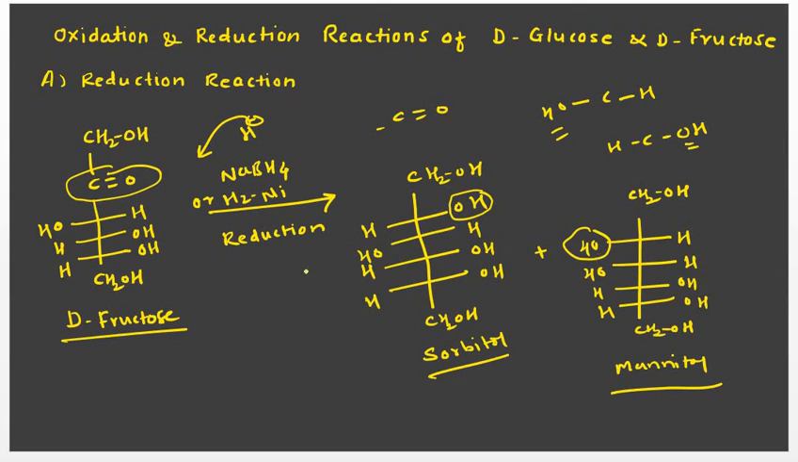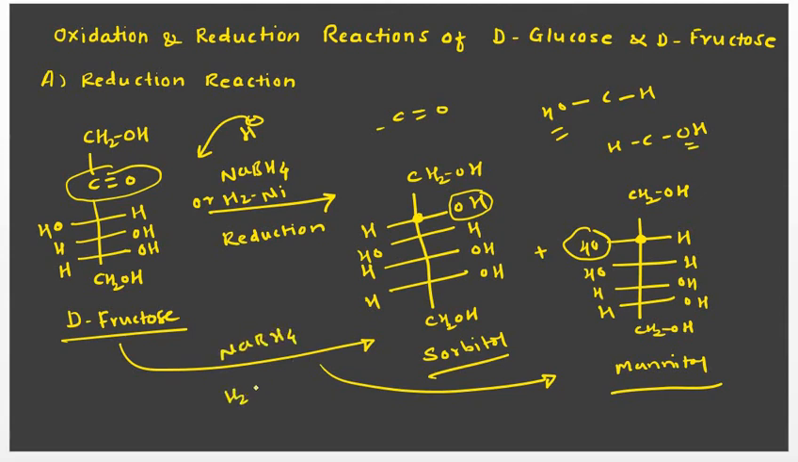Okay, so we can say that in the reduction of fructose, there is a formation of a new asymmetric carbon atom. This is a new asymmetric carbon atom which is generated over here, and hence it gives two isomeric alditols, which are called sorbitol and mannitol. So D-fructose on reduction gives sorbitol and mannitol, by using the reducing agent sodium borohydride or hydrogen on the surface of nickel. So this is all about the reduction reaction of D-glucose and D-fructose.